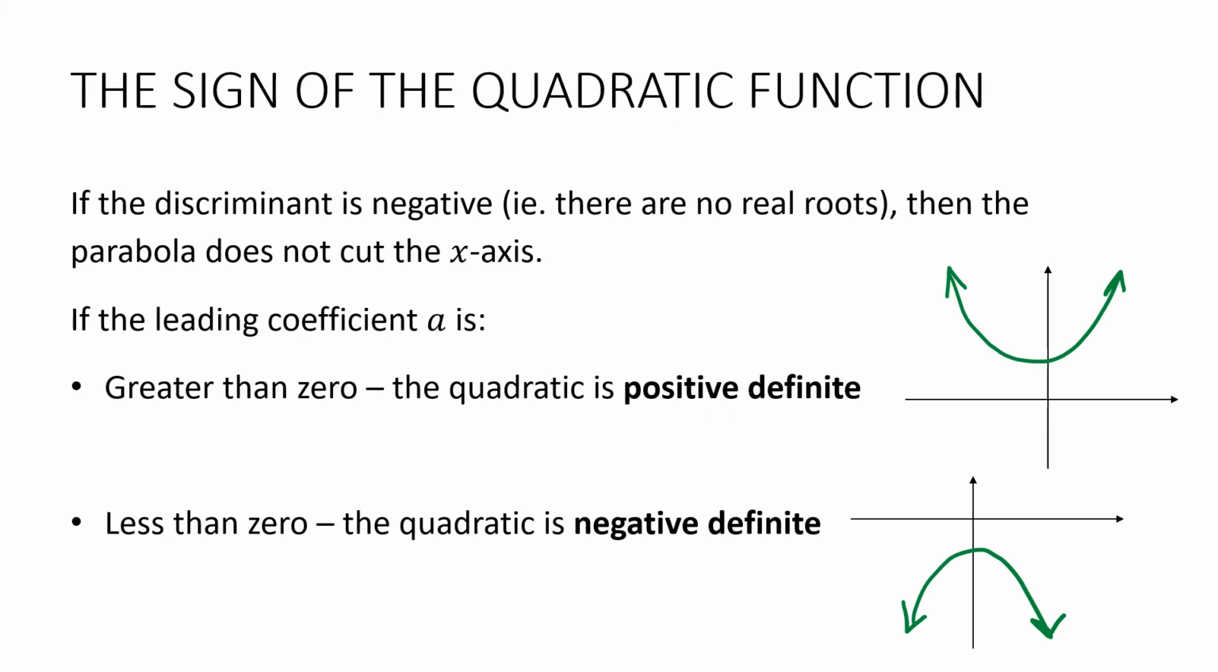If, however, the leading coefficient is less than 0, we say the quadratic is negative definite. It's concave down. It never touches the x-axis. Every y value will be negative.